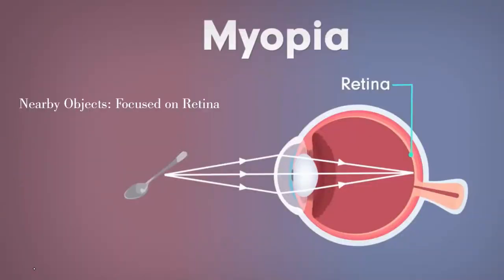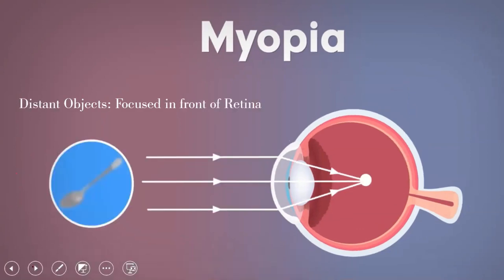Now, a nearby object is obviously focused on the retina. If you see the spoon, it is focused on the retina, and anything focused on the retina, we are able to see clearly. But just imagine the spoon becomes far off, a distant object. When parallel rays come from far off things, they get converged at a point in front of the retina. As the image is formed in front of the retina, we are not able to see these objects clearly. Hence, the images become blurry and we cannot differentiate properly between them.